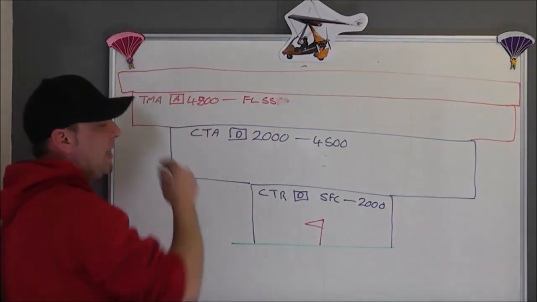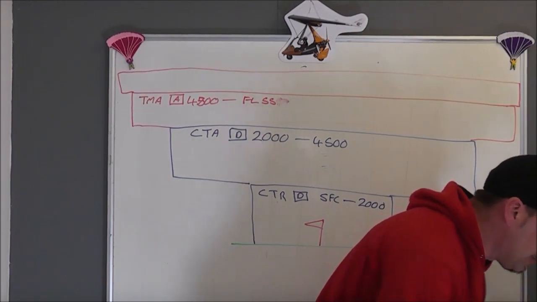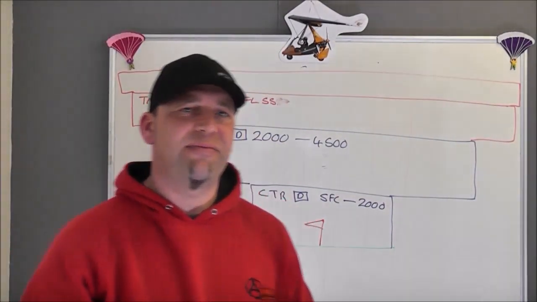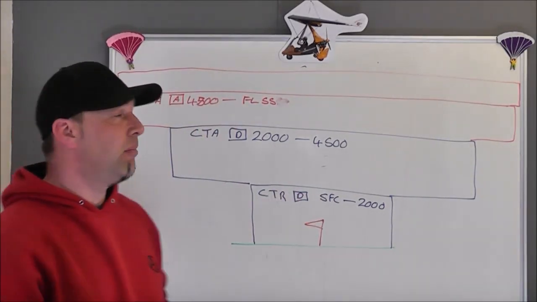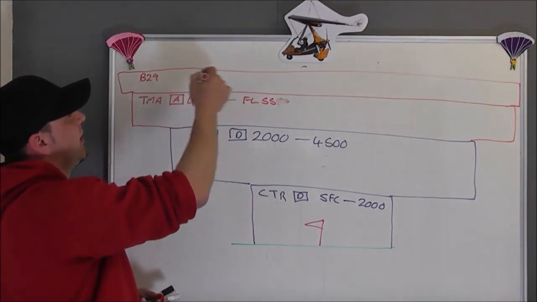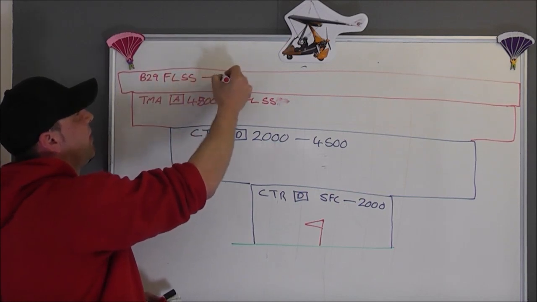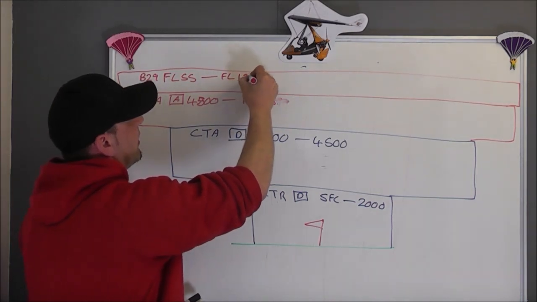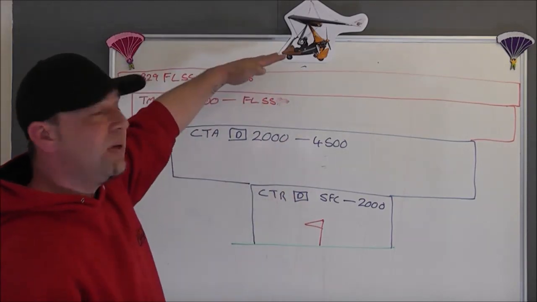Now above that, this is where you would get your airway. The airway would be given a depicting code, so let me just find one here. So we would give the name, like we have the M6 and the M1 and the M40, the airways, the motorways of the sky, also are given a number. So let's use this one as an example, B29, and this would be flight level 5.5 up to flight level 195.